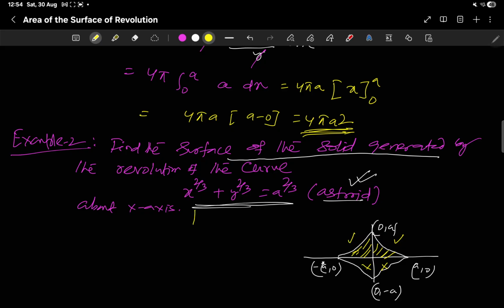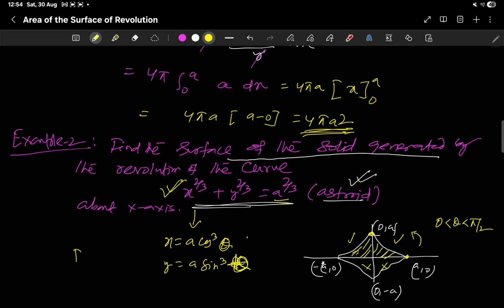Now if we want to bring it into the parametric form, x is equal to a cos cube theta, and y is equal to a sin cube t, then x to the power 2 by 3 plus y to the power 2 by 3 is a to the power 2 by 3. So this approach will be easier here. Now this t or theta is in the sense of my rotation here. So in the first quadrant, the rotation is 0 less than theta less than pi by 2. It is my parametric form.